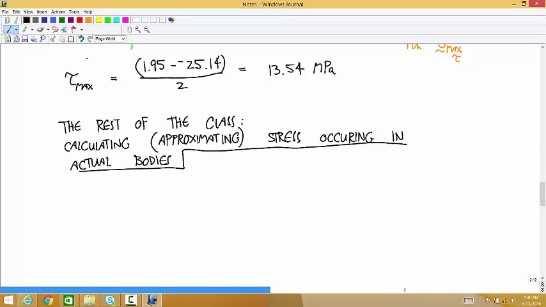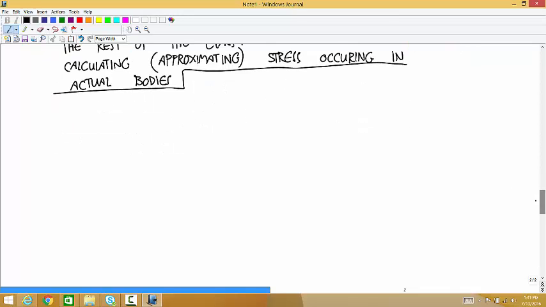And so we're going to break this up into different categories. We're going to start out by thinking about bodies that are loaded qualitatively the same way as the stress element. That's the easiest one. So the first category I call bodies loaded like stress elements.